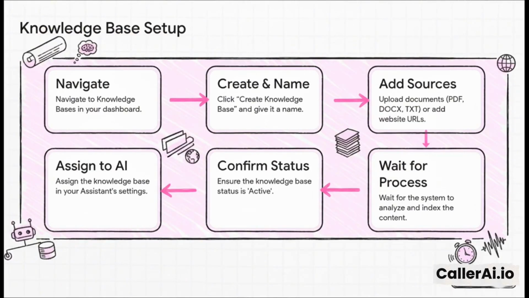And you might be thinking this sounds super complicated, but it's really not. It's basically a simple 6-step process. You just pop over to your dashboard, click Create, give it a name, and start adding your sources, like those PDFs or URLs we talked about. The system does its thing, and once it says active, you just connect it to your AI. Done. It turns a big task into a simple checklist.